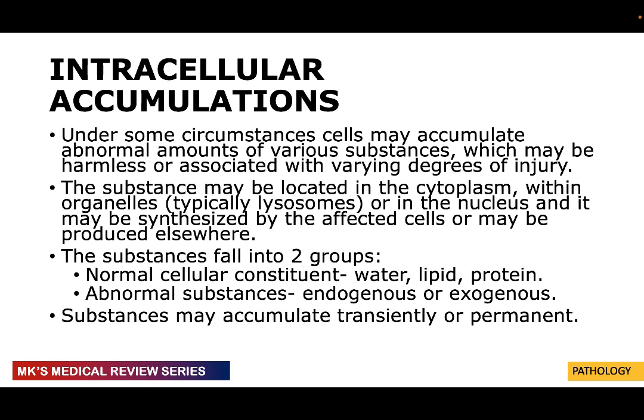Remember that these substances may be located within the cytoplasm of the cells, typically within the organelles, typically within the lysosomes, or it could be in the nucleus, or it may be synthesized by the affected cell, or it may be produced elsewhere. The substances are largely divided into 2 main groups. You have the normal cellular constituents, which could be water, lipids, or proteins, or abnormal substances, which could be either endogenous or exogenous. And the substances may accumulate either transiently and be removed, or permanently, meaning they will most likely last there forever.